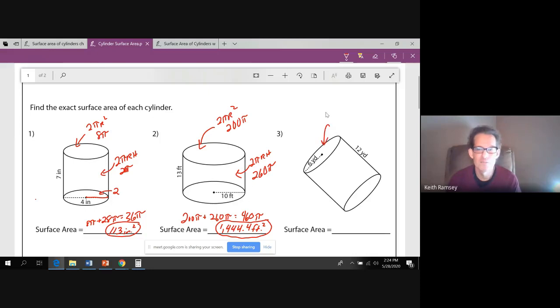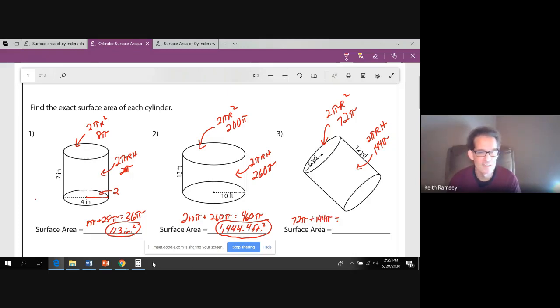So my top and my bottom is 2 pi r squared. If the radius is 6, I know 6 squared is 36 times 2 is 72 pi. For my lateral surface, my formula is 2 pi times the radius times the height. So if the radius is 6 times the height of 12, I know that's 72. 72 times 2 is 144 pi. Last step is just add those. So I have 72 pi plus 144 pi.